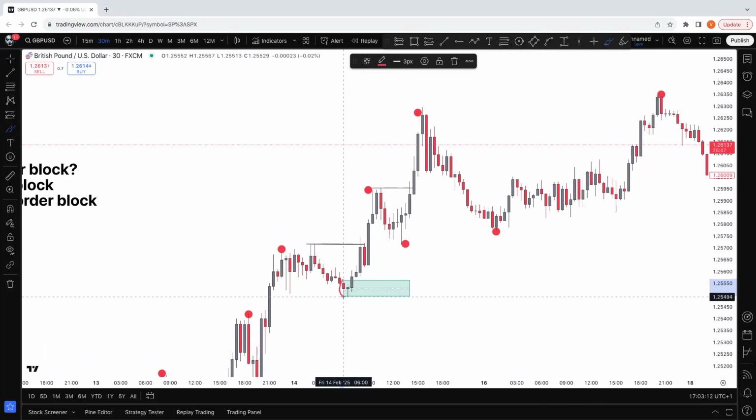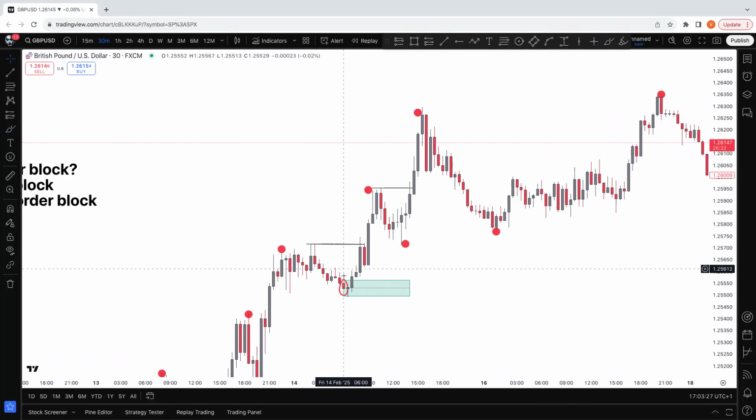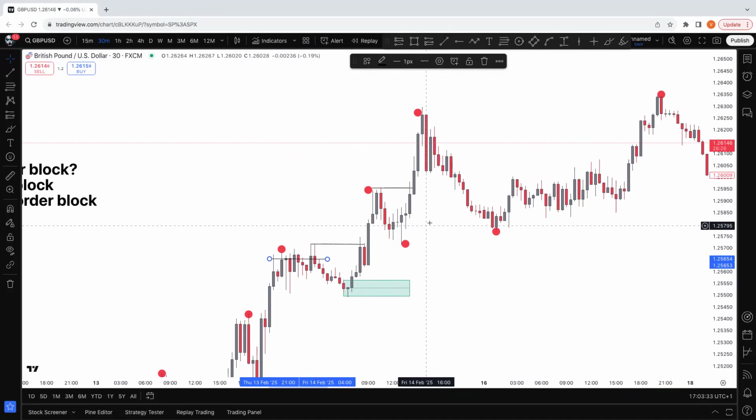This last sell candle here is the last sell candle before the buys. So this was the last activity of the sellers before the buyers took over. We refer to this as a bullish order block. The last sell candle before an impulsive move is our bullish order block.